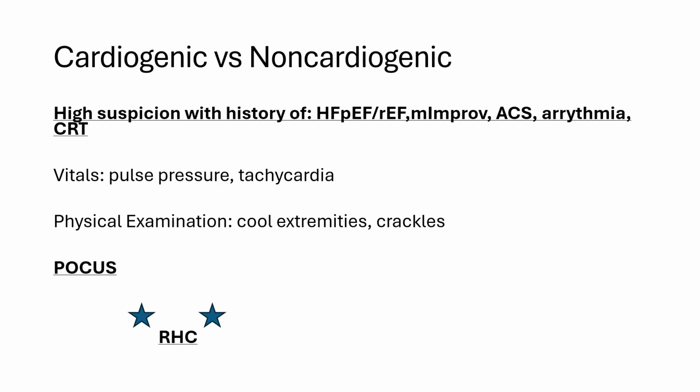So anytime they have a history of heart failure, preserved ejection fraction, reduced, mildly improved, any sort of ACS, arrhythmia, cardiac resynchronization therapy, any sort of essentially cardiac history, that can actually predispose the patient to going into cardiogenic shock. Sometimes you'll see a pulse pressure variation or a wide pulse pressure. That's not always the case.